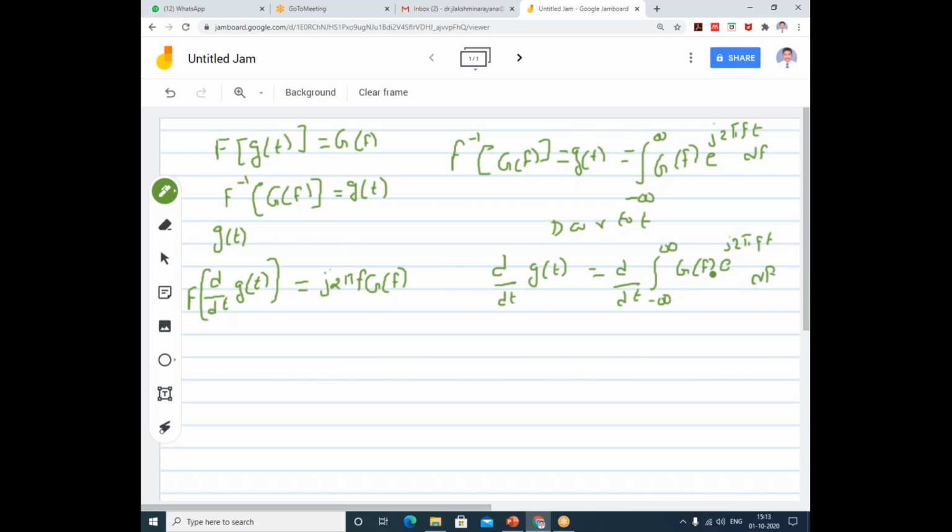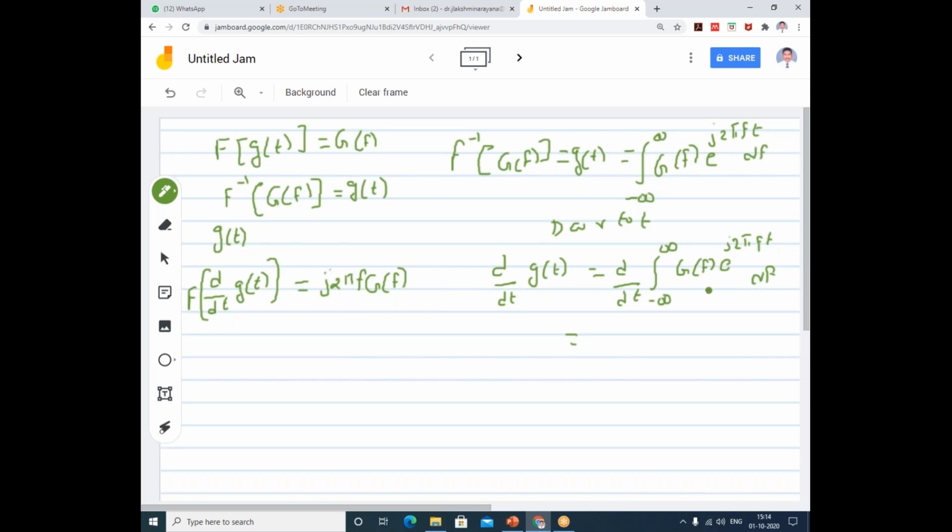Now you apply this differentiation. It looks like u integral v plus integral v into derivative of u. Since it is in frequency, we'll have only one differentiation term. When you do that, I can write the right side term as u into derivative of v plus v into derivative of u. So u is g of f, v is e power j 2 pi f t.